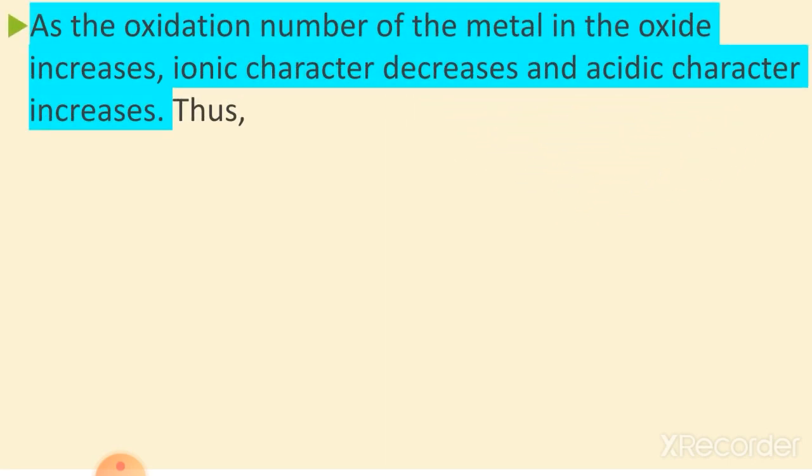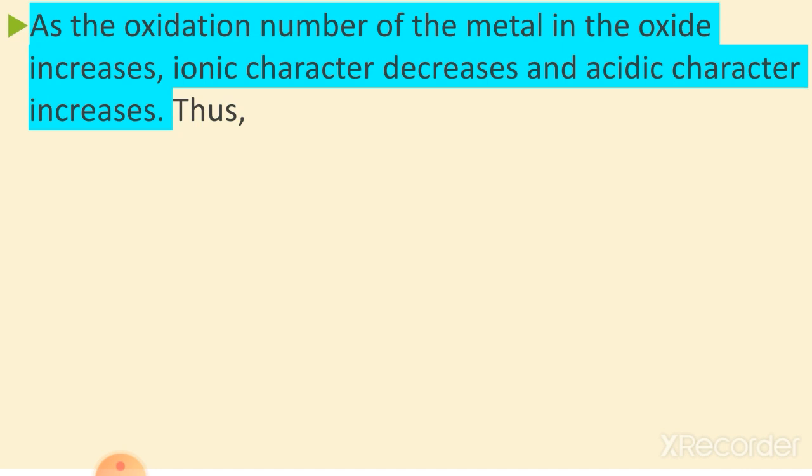Now, dear students, I also told you about Fajan's rule. According to Fajan's rule, the more the covalent character, the more will be the acidic property, and this is basically with a higher oxidation state. So that means the higher the oxidation state, the more will be the covalent property, and hence the more will be the acidic property according to Fajan's rule. This I also told you many times. This rule is very important, and the application of this rule has also come many times.